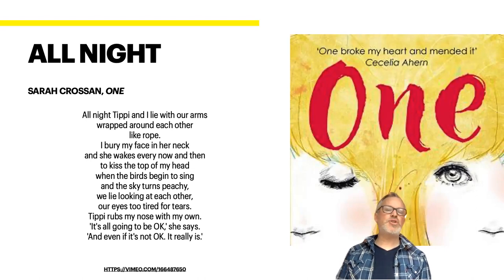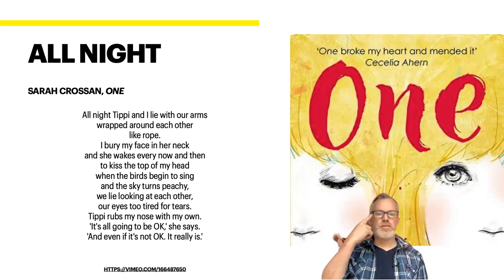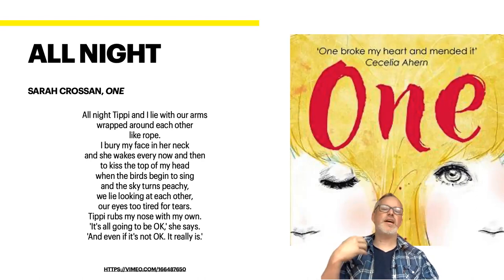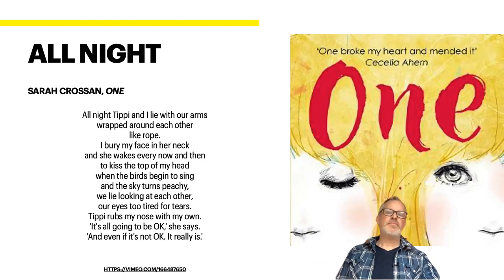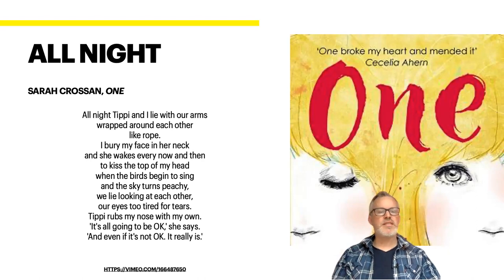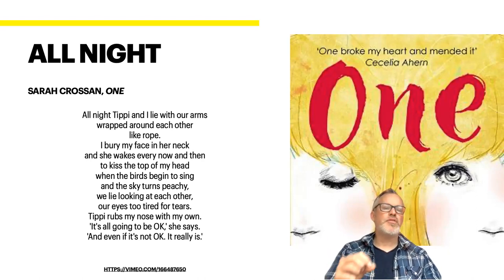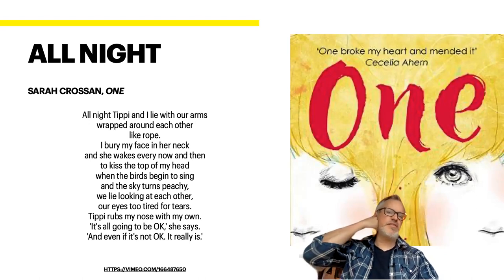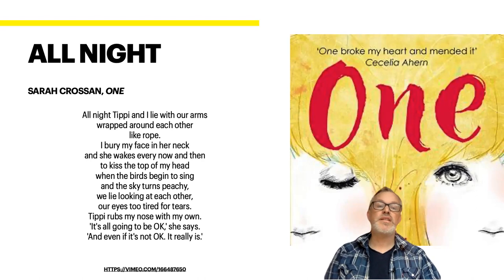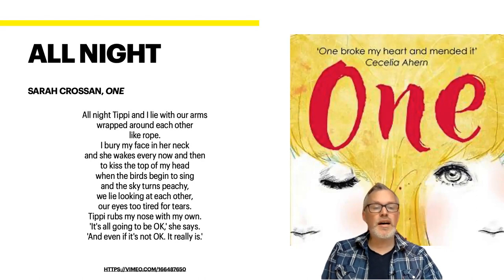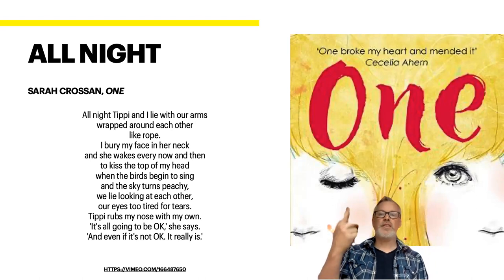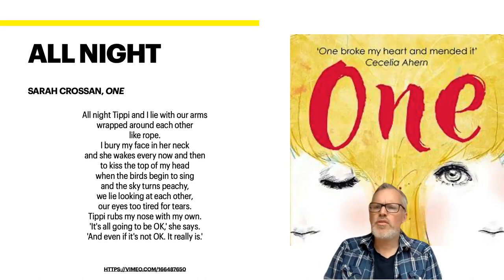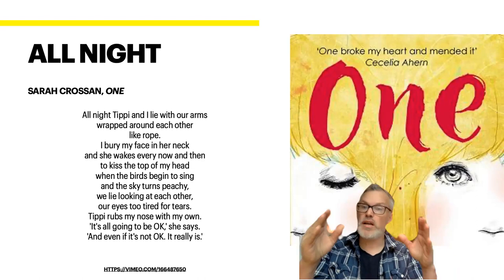The sky turns peachy. So we've got sight, or visual imagery, that lovely sense of a peachy sky, like a peach, and I love that. We've got the birds beginning to sing, so we've got sounds. We've got tactile, the kiss to the top of the head. I bury my neck in her face. This is just sensory description. Our eyes too tired for tears. Too tired for tears. Lovely use of the repetition of T there, which is what we call alliteration.